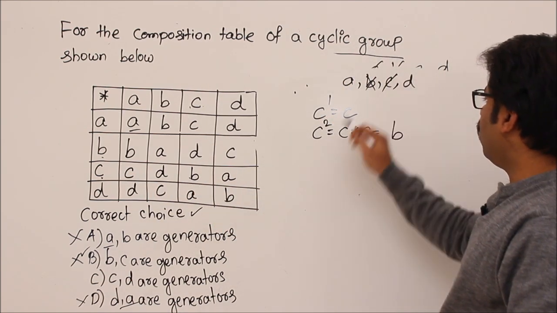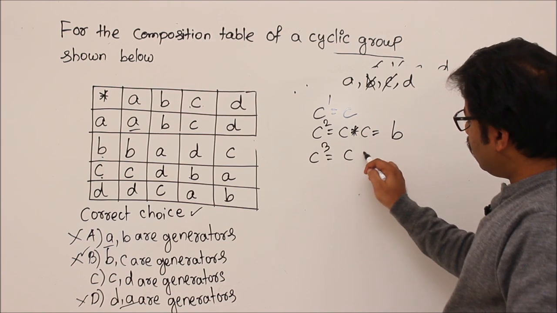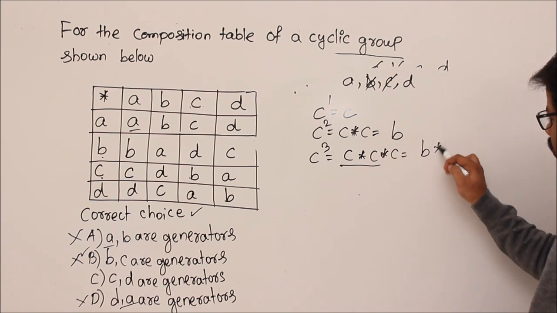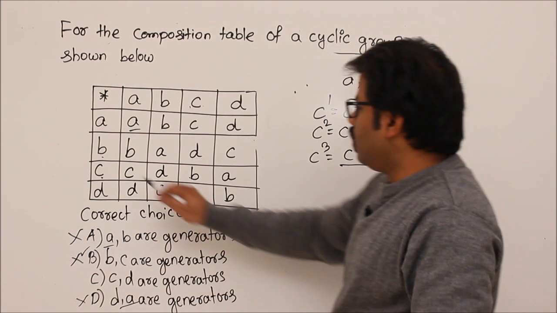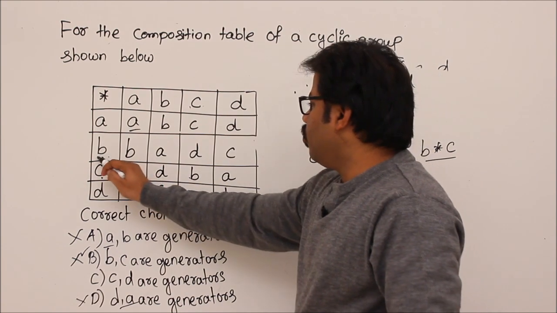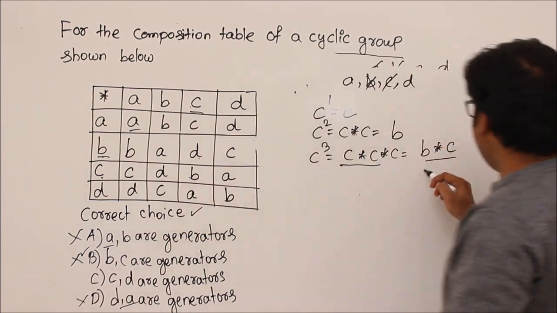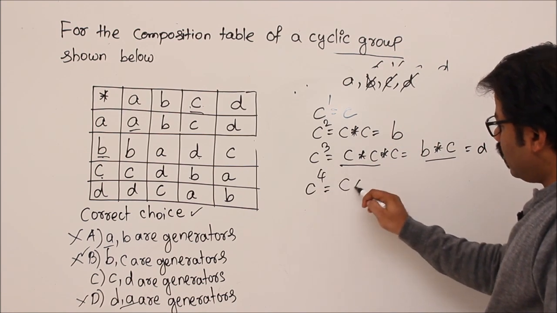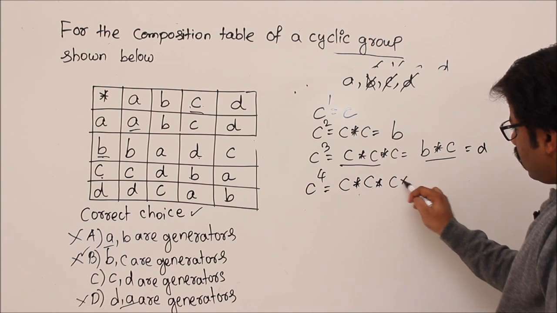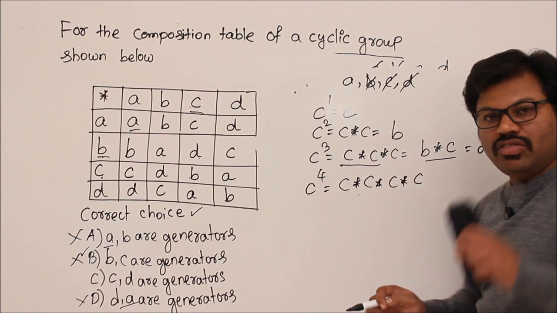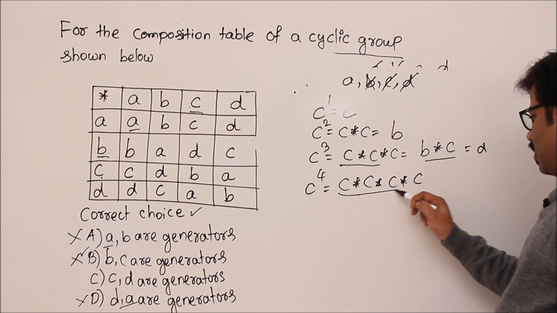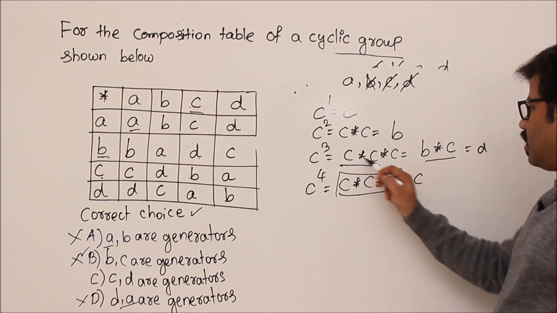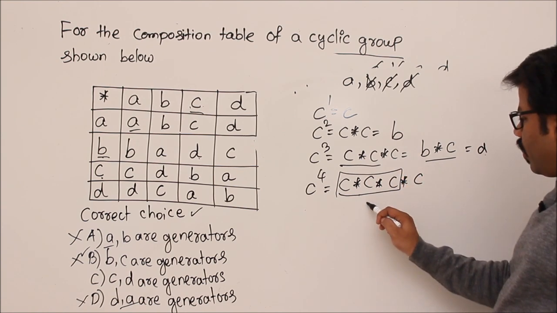B is generated. Now C cube equals C star C star C, which is nothing but C star C is B, so B star C. What is B star C? B star C is D. So D is generated. Now C power 4 is C star C star C star C. We can do it many ways because the associative rule holds good. We can take C star C star C first. Correct? We can compute it first, then apply star C. C star C star C is what? D. So we can write D star C.